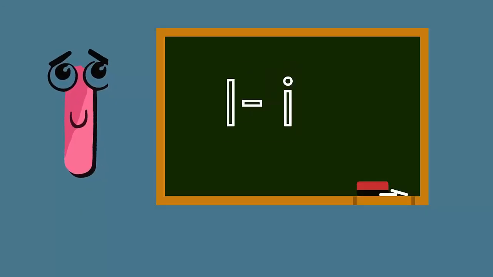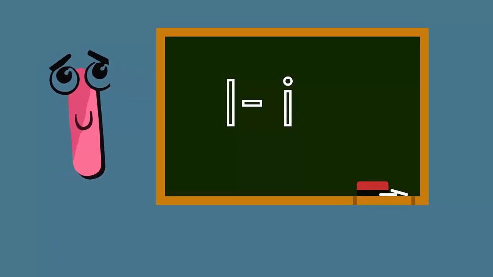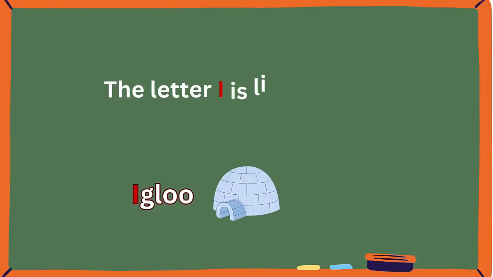Letter I, say, I. Can you repeat? I, I. The letter I is like igloo.